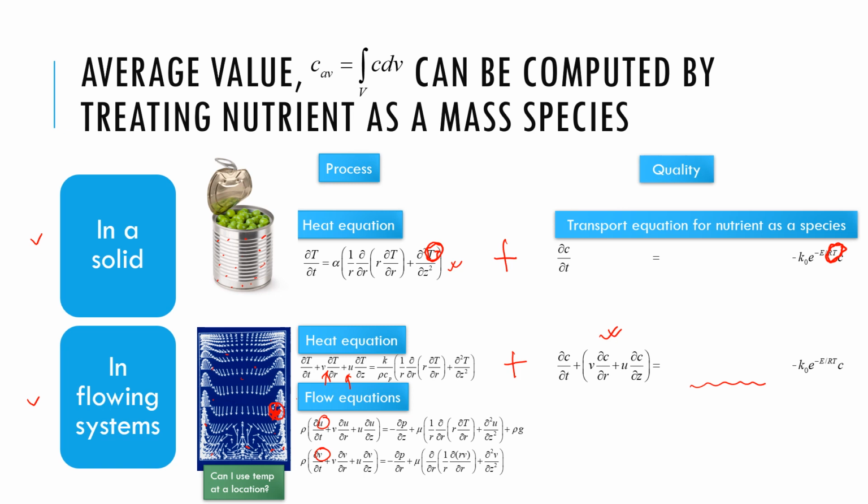So in both cases, the solid and liquid, the framework is we have a quality kinetics, we combine that with process kinetics, and we get the average like here. And so that's how we can find this nutrient content as a measure of quality inside this can.